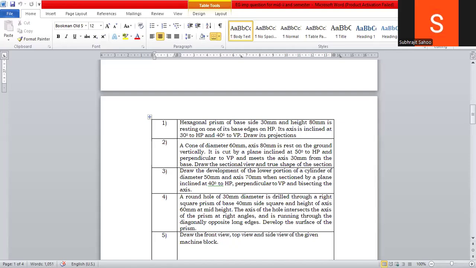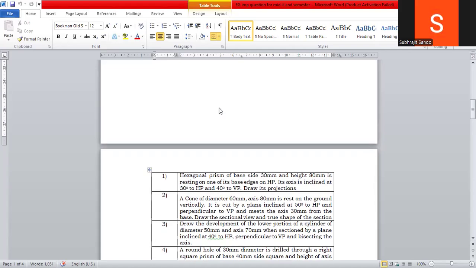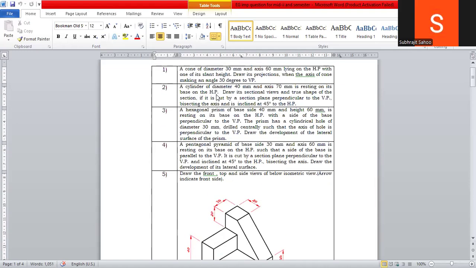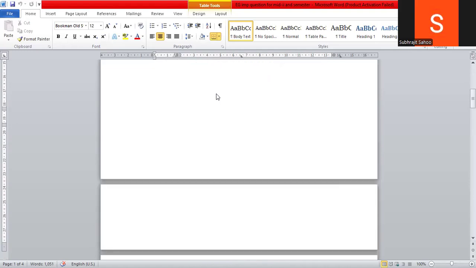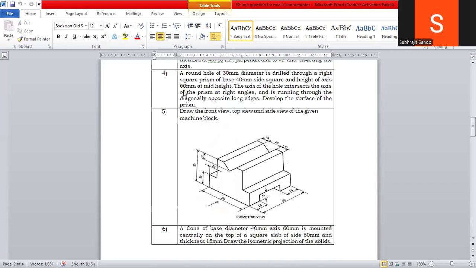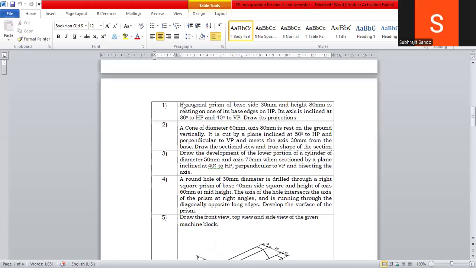Hi everyone. So these are some more important questions. Sections 1 to 6 are already completed. Now I'm taking another section. This section I will solve. Today I'll solve this first problem, the hexagonal prism. This question I will solve.